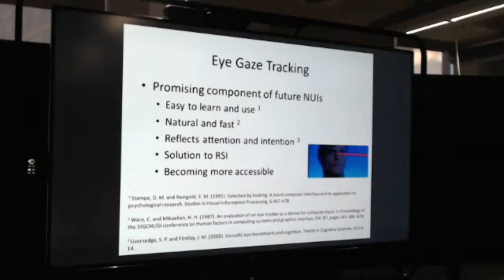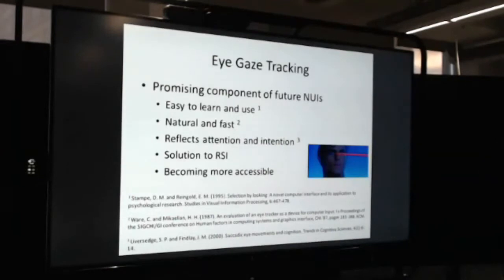And it's a potential solution to repetitive strain injuries. How many of you have some sort of strain injuries, overuse syndrome? Yeah, a few people. So that's a common thing. We're not designed for typing and using a mouse from the evolutionary perspective. But anyways, that's a separate story. And eye gaze tracking is becoming more accessible with time. And by accessible, I mean it's becoming cheaper, more affordable, and also more portable.